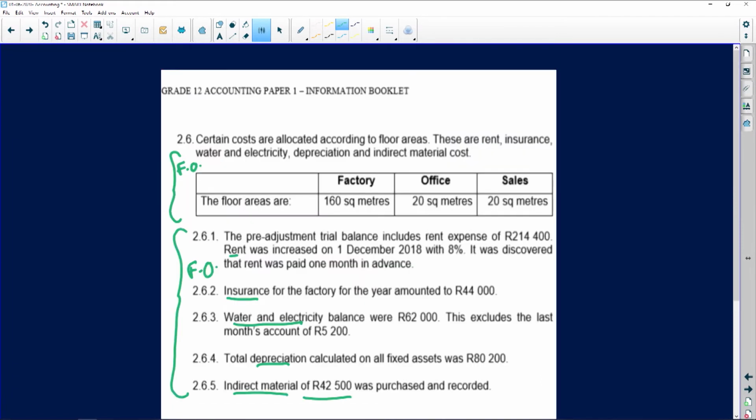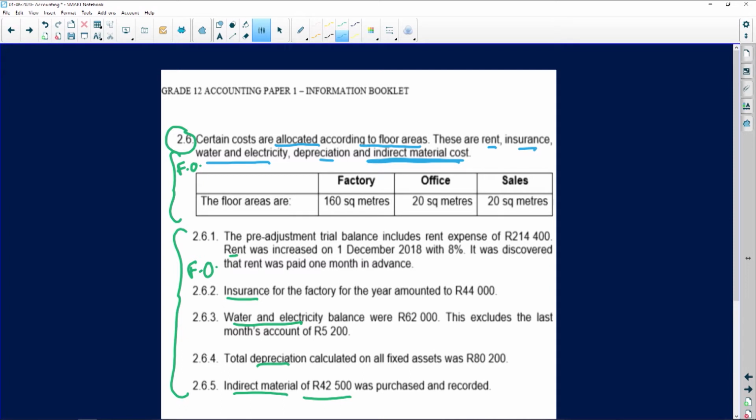Now before I close brackets, or before I take out my calculator rather, there was a bit more information that was given. If we go back to 2.6, I want you guys to please follow. Certain costs are allocated according to floor space or floor area. These are rent, insurance, water and electricity, depreciation, and indirect material cost. So clearly, not all the indirect material is used in the factory. Some of the indirect material is used in the office, some is used in the sales department. Once again, remember, we are focusing on what was used only in the factory.